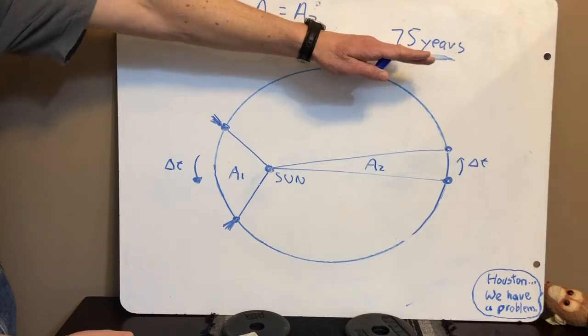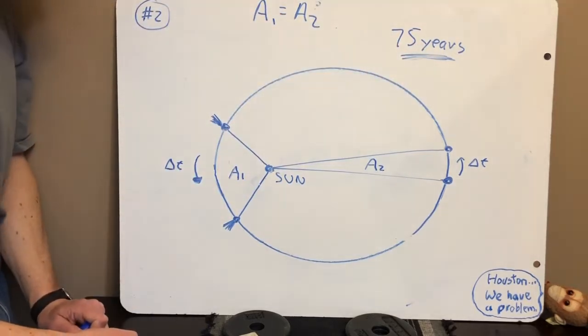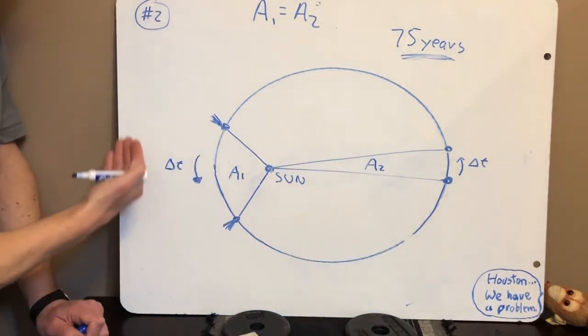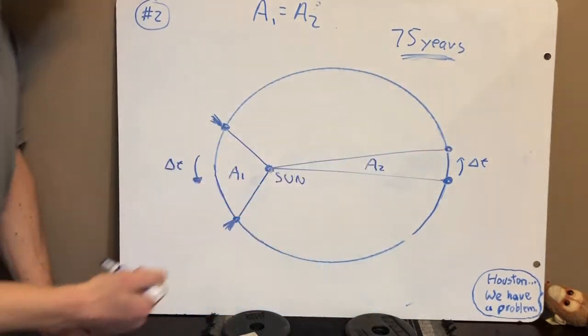That's a really short time, 75 years for a comet to come back. A lot of comets come back every 1,000 years, maybe even every 10,000 years. They are coming from way out there and disappearing way out there.